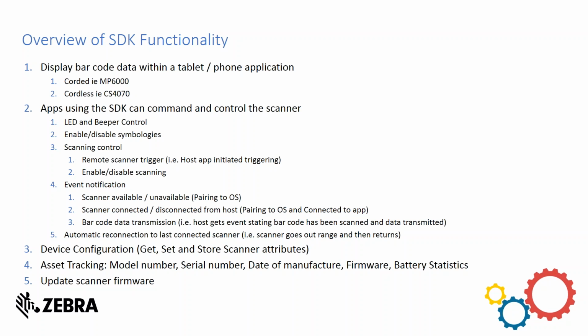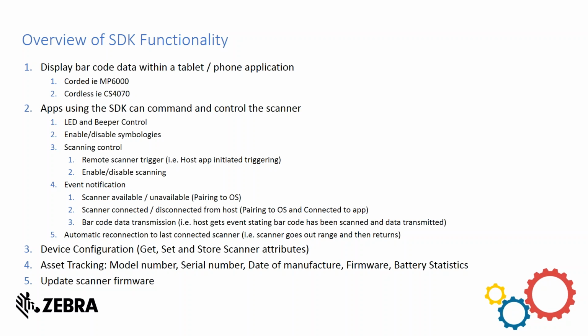We also have event notifications. So if your scanner is available or unavailable, that's meaning paired to the OS. If your scanner is connected or disconnected, so it's not only paired to the OS but connected to the app, you have knowledge of that. If you scanned a barcode, you have knowledge of that. So your scanner has scanned a barcode, your phone or tablet will know that you've actually scanned a barcode.